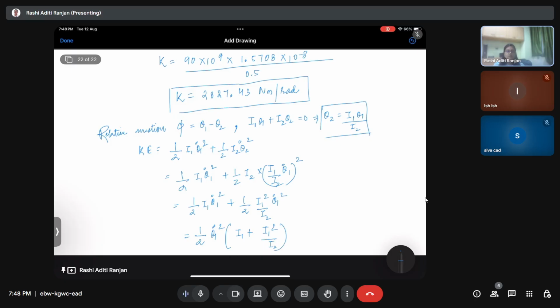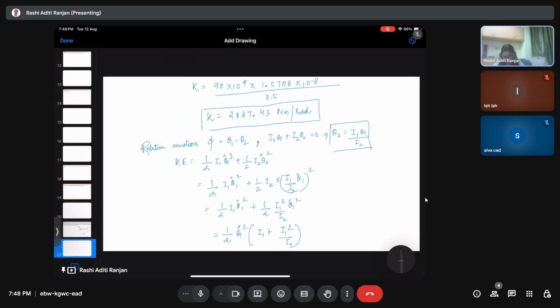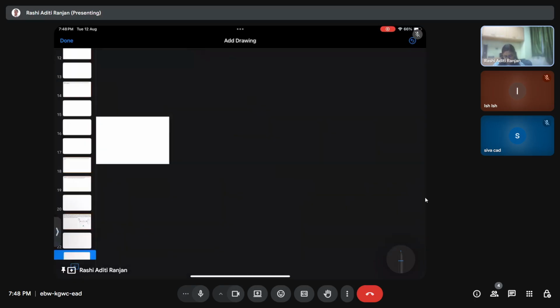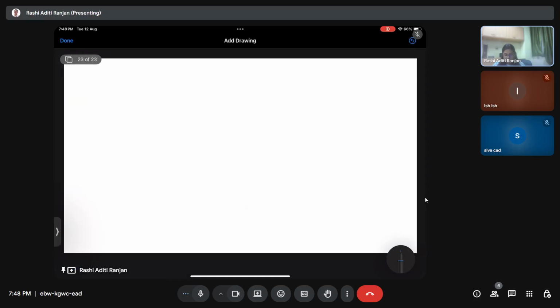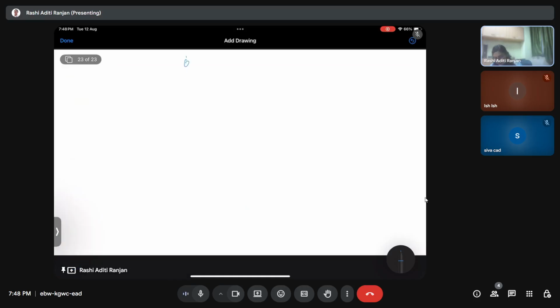Okay, this is clear. Now, we assumed phi was theta 1 minus theta 2. So in that case, phi dot is theta 1 dot minus theta 2 dot. This is easy.